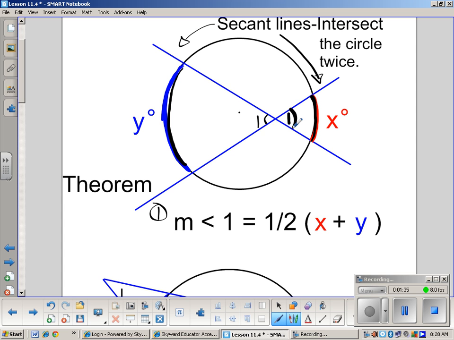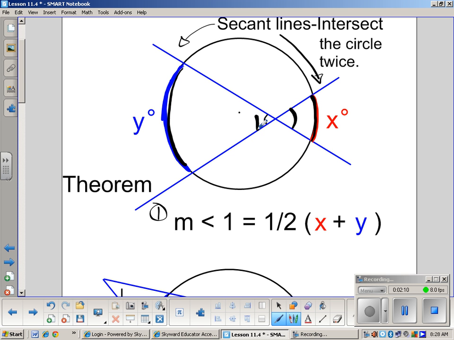And so the measure of one of those, I'll just erase my 1. And we'll talk about angle 1 then, this one over here. The measure of angle 1 is going to be half of the sum of the blue arc y and the red arc x. Half of the sum. So if I add those two arcs together and divide it by 2, I'll get the measure of that angle.